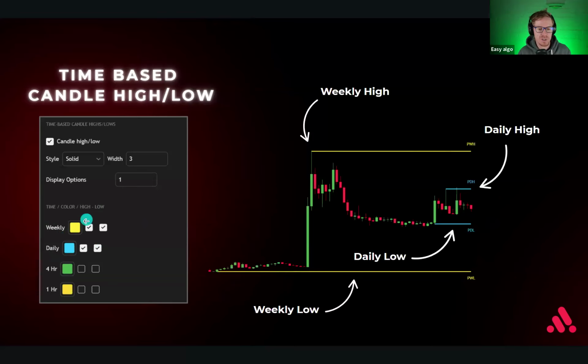You can turn off the highs individually or the lows individually. So if you only want to keep the highs on your chart, you can keep the highs. If you only want to keep the lows, you can keep the lows. You can change the style and the options.